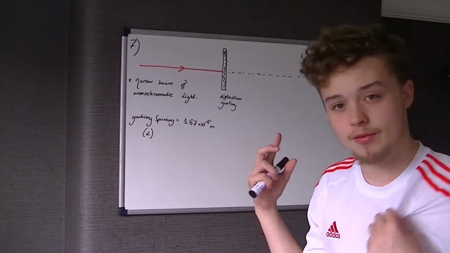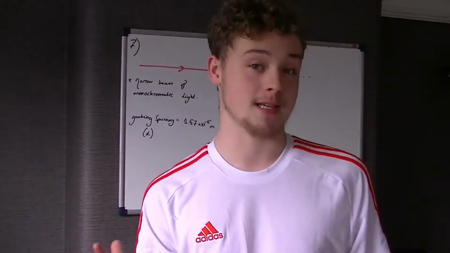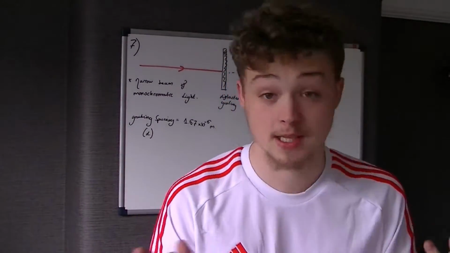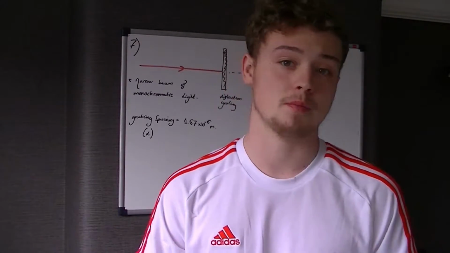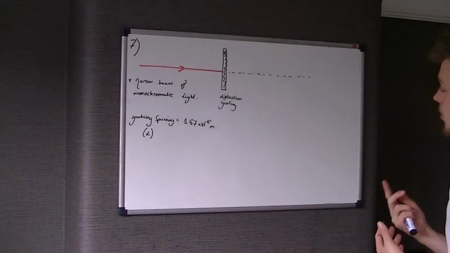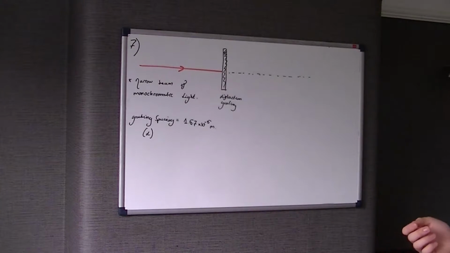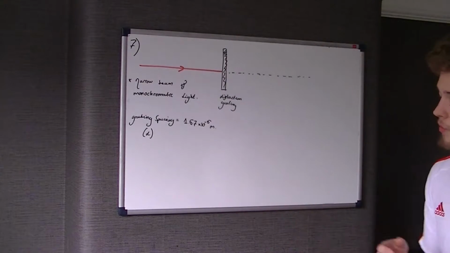Okay, so we've got a diffraction grating here. Now, this question I think is stupidly easy. Well, it's not stupidly easy. It's easier than most diffraction grating questions that you might get in the exam. So what we've got here is this narrow beam of monochromatic light, which means it's of a single wavelength. So it's very direct, probably from a laser beam.